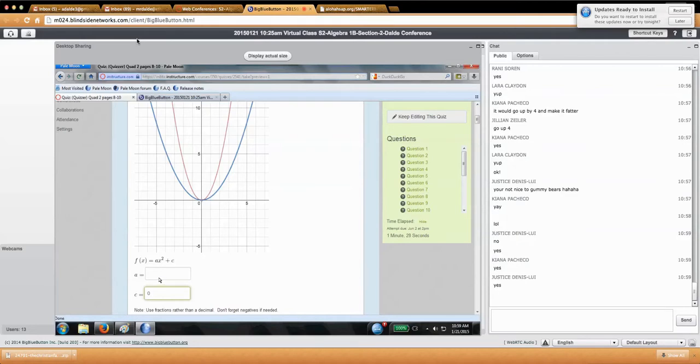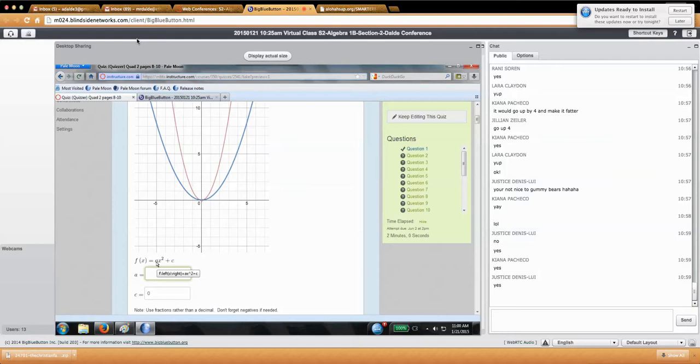Now, the number for A, this number out in front, can do 3 different things. It can make the parabola skinnier, and that would be if the number is bigger than 1. It can make it fatter, and that would be if the number is a fraction smaller than 1. Or this A can also flip the parabola upside down, and that would be the case where this number is negative.